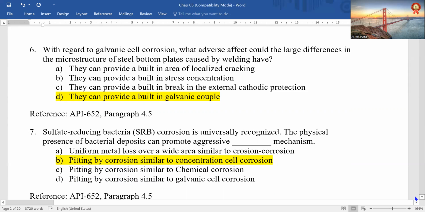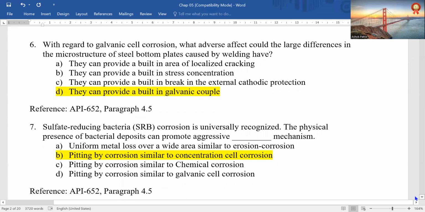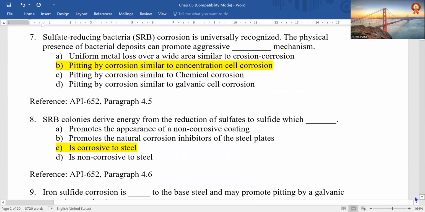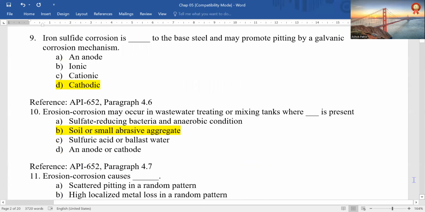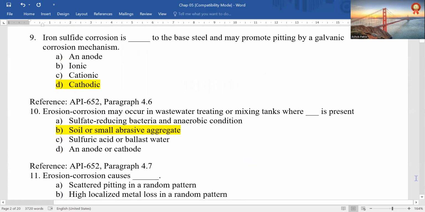Sulfate reducing bacteria, SRB, corrosion is universally recognized. The physical presence of bacterial deposit can promote aggressive pitting corrosion, similar to the concentration cell corrosion mechanism. SRB colonies derive energy from the reduction of sulfates to sulfides, which is corrosive to steel. Iron sulfide corrosion product is cathodic to base steel and may promote pitting by galvanic corrosion mechanism.